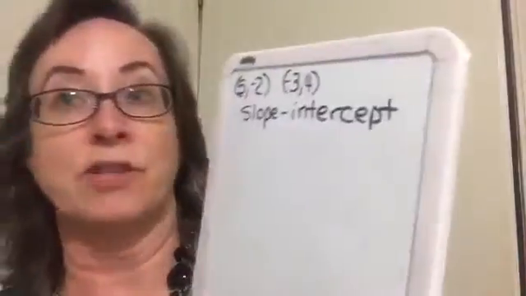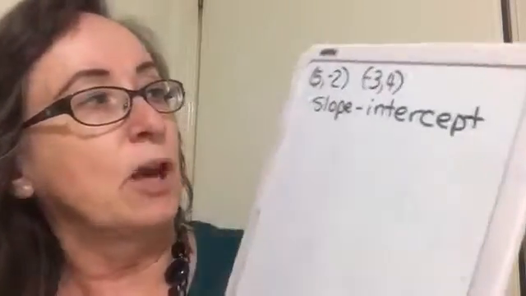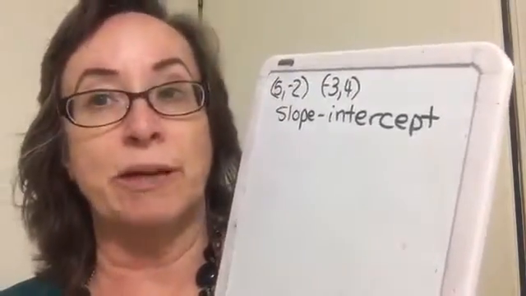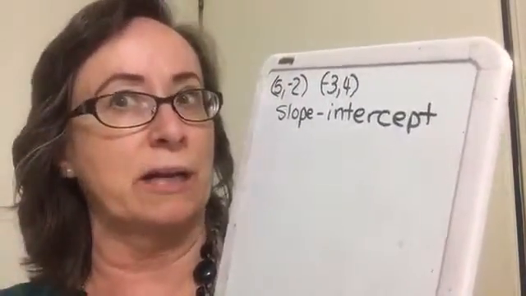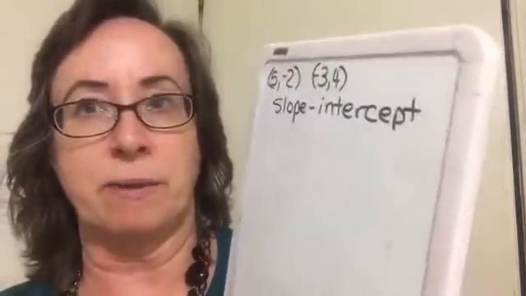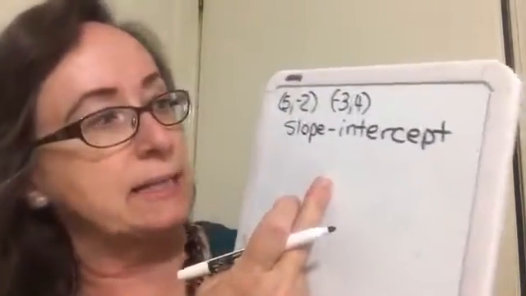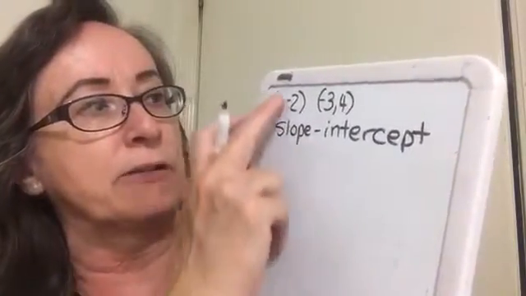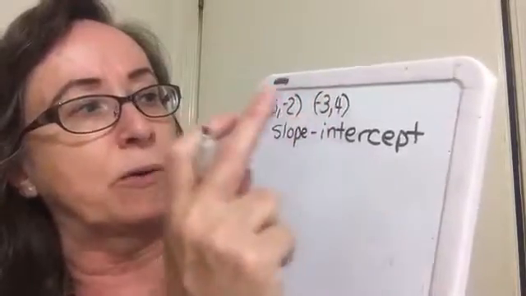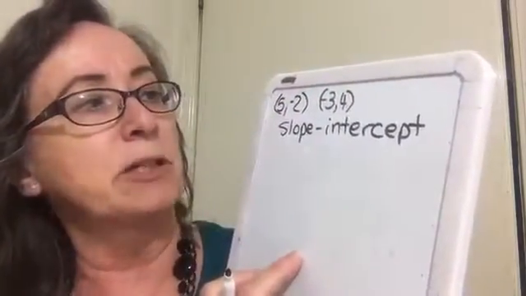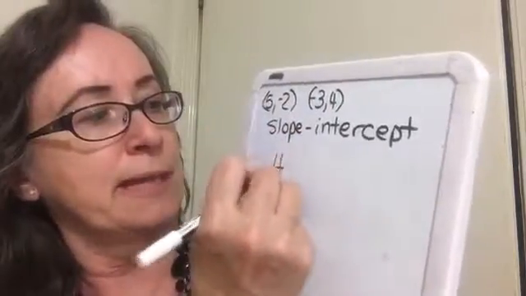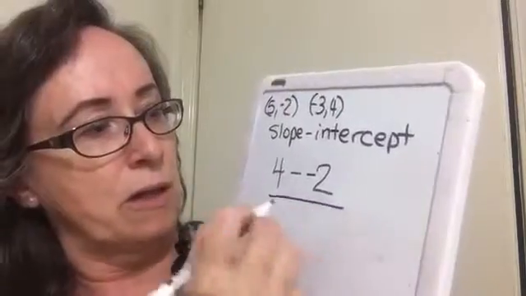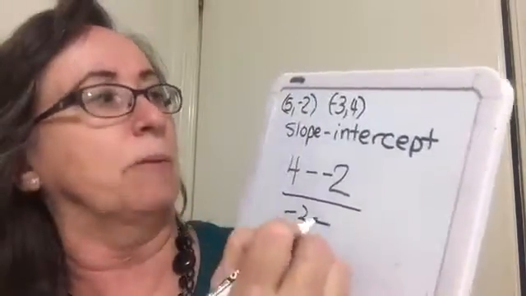So here we have 2 points. No slope is given. When we have 2 points, we have to use the 2 points to find the slope, and then we're going to use the slope and either one of the points to find the equation of the line. We want this one to be in slope-intercept form. So it doesn't matter which way I put my points. I could use this as point 1 and this as point 2, or I could switch them. I'm just going to use 4 take away a -2 over -3 take away 5.